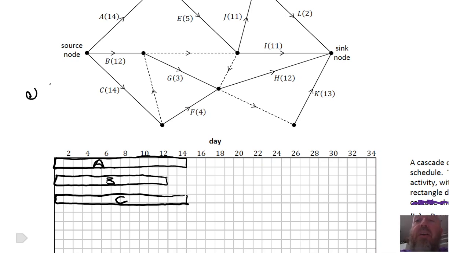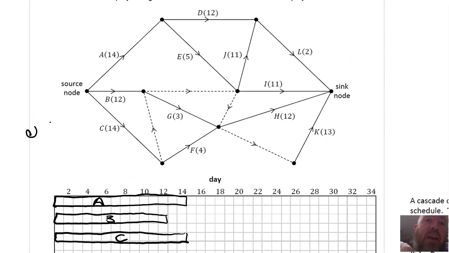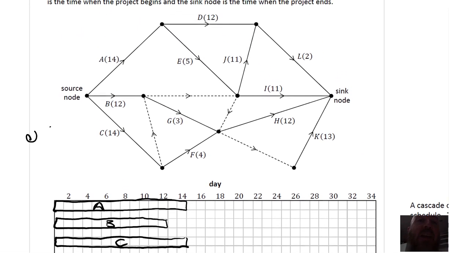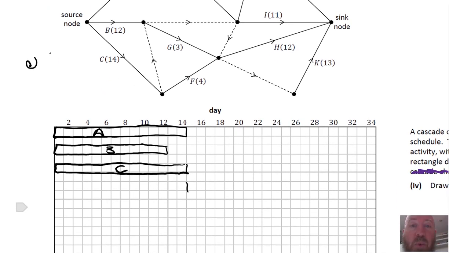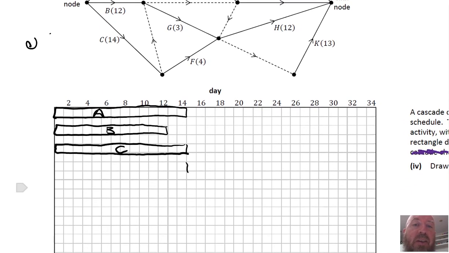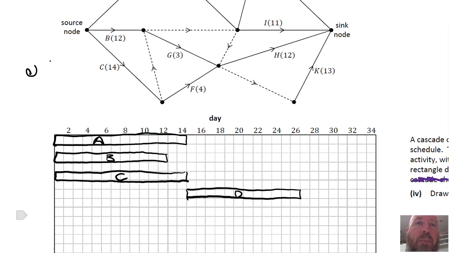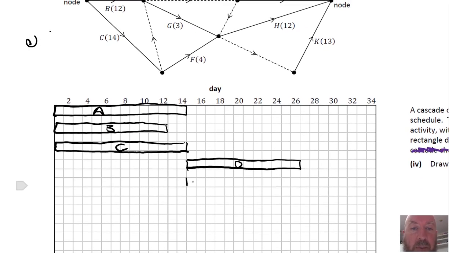Now what we do, we look at what depends on A or B or C. D and E only depend on A. So that means we can start activity D immediately after activity A. So the earliest time D can start is 14, and D is 12. 14 plus 12 is 26, so that goes up to here. So that's the earliest time D can finish. E is 5, so again it starts at 14. E is 5, so 1, 2, 3, 4, 5.